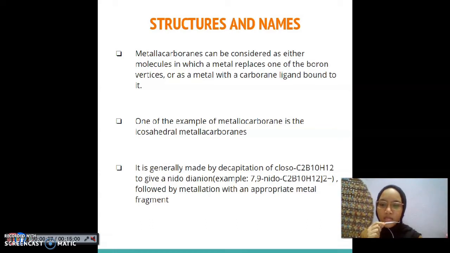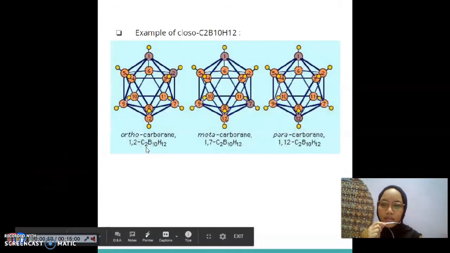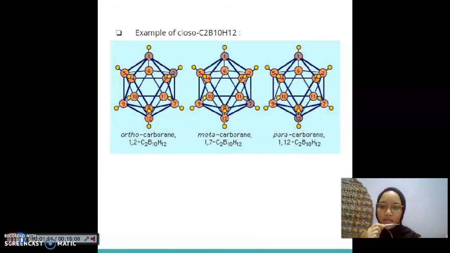closo-C2B10H12 to give a nido dianion. For example, the nido dianion is 7,9-nido-C2B10H12 2-, followed by metallation with an appropriate metal fragment. So next is the example of closo-C2B10H12. Here you can see three structures, which are orthocarborane, metacarborane, and also paracarborane. The position of the carbon differentiates these three structures.